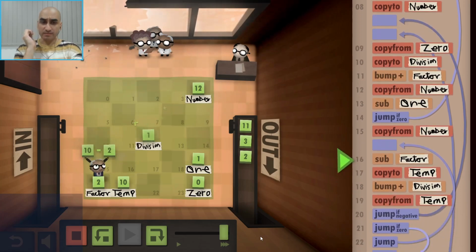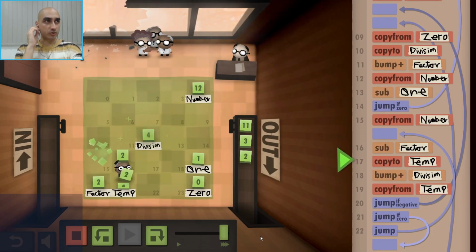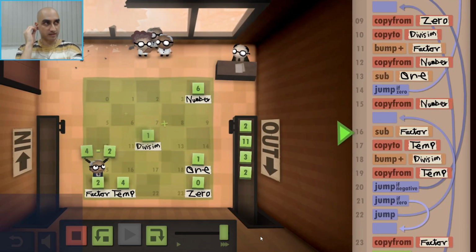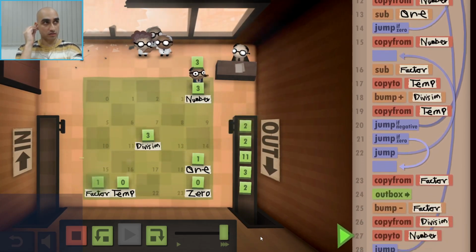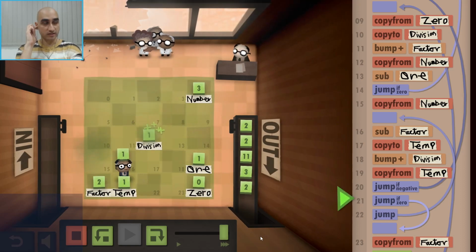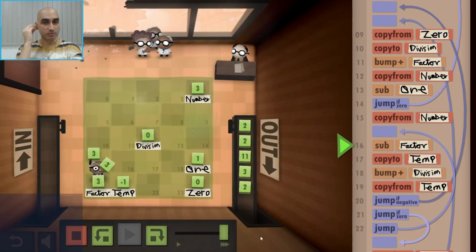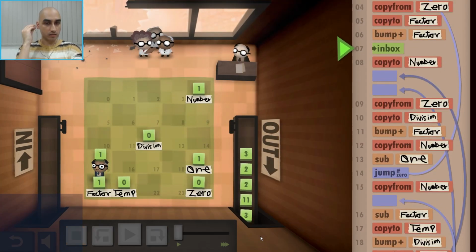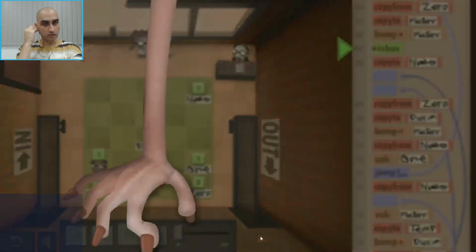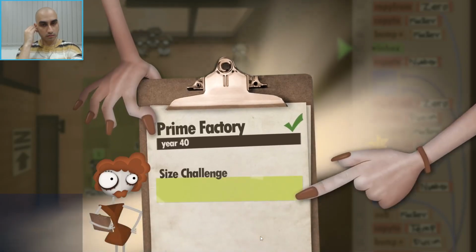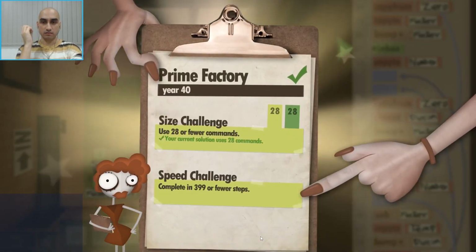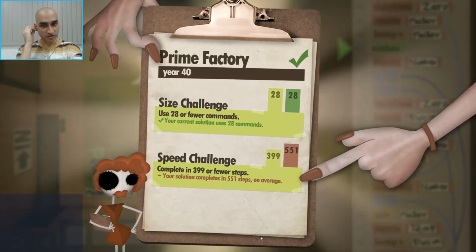So I think the way to be completely unambiguous is to say share all non-unique prime factors, and if you wanted to share the unique ones, then you'd say unique prime factors. So unique prime factors would be 2 and 3. Non-unique prime factors would be 2, 2, 3. Wow, I actually got the size challenge.